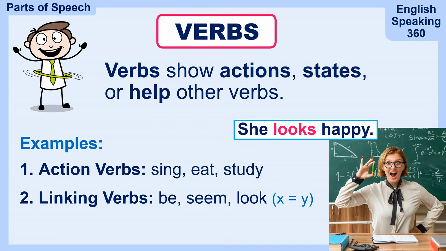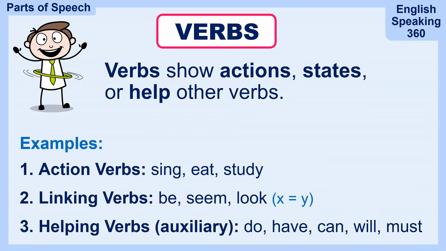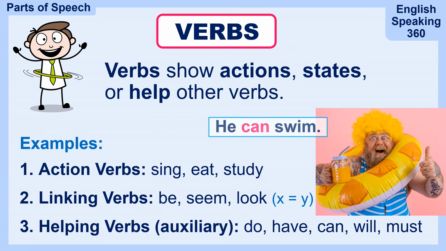She looks happy. She equals happy. We have one more kind of verbs in English, helping verbs or auxiliary verbs. Do, have, can, will, and must. Here's an example. He can swim. He swims is very different from he can swim. He can swim shows that he has the ability to swim.